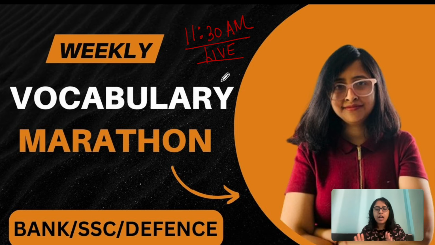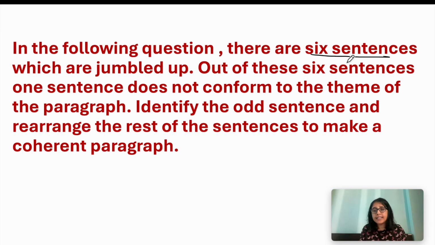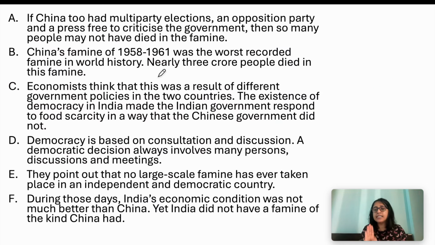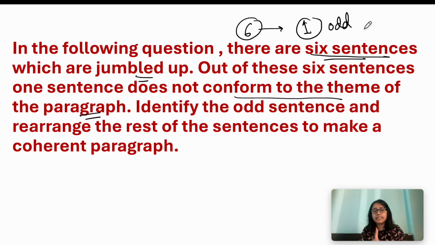So now let's begin today's questions. This is the question, friends. Here we have six sentences which are jumbled up. Out of these six sentences, one sentence does not conform to the theme of the paragraph. This means that one sentence is odd. You have to identify the odd sentence and rearrange the rest of the sentences to make a coherent paragraph. So you need to rearrange five sentences to make a coherent paragraph. I hope the question is clear to you.